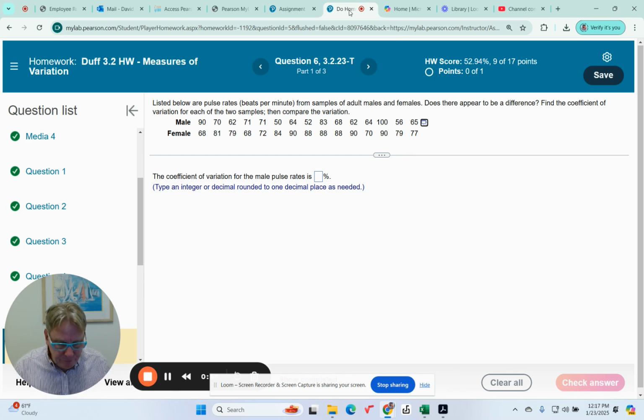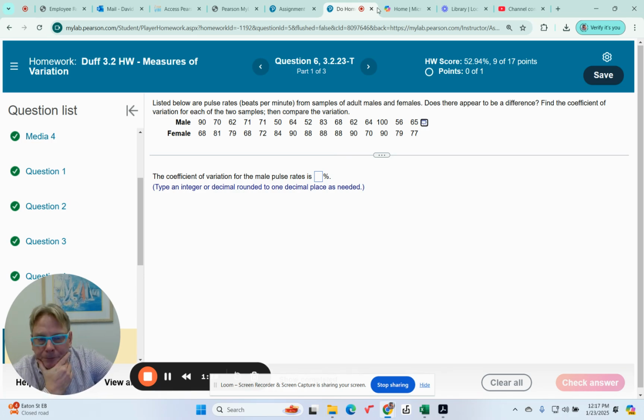So the coefficient of variation is a way to standardize the amount of dispersion, right? So if the coefficient of variation for males is greater than the coefficient of variation for females, then that means there's greater dispersion in the male data set than there is in the female data set, which is actually kind of what I would suspect. The coefficient of variation is the ratio of the standard deviation to the mean.